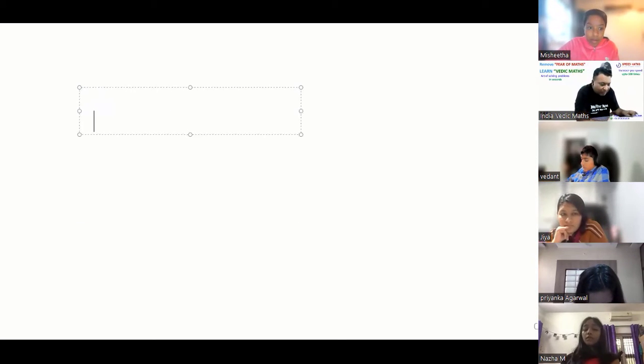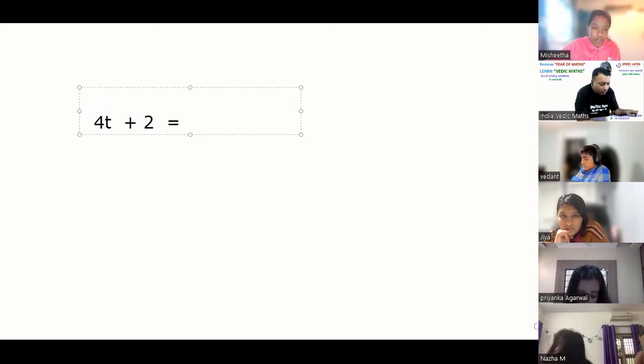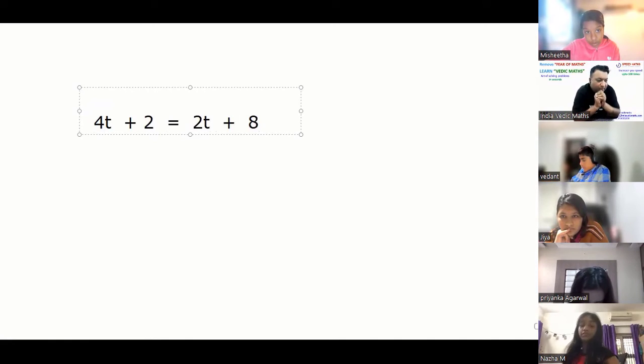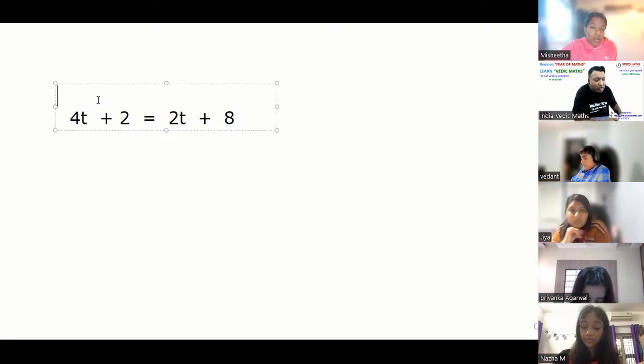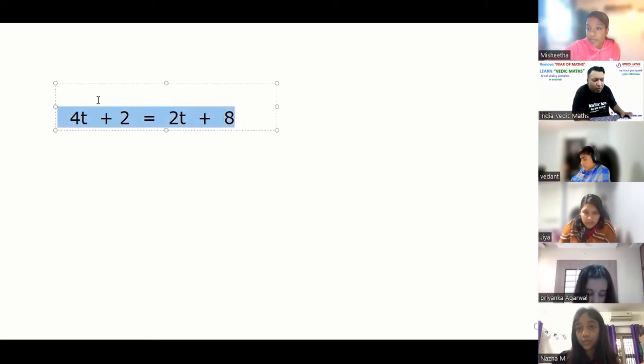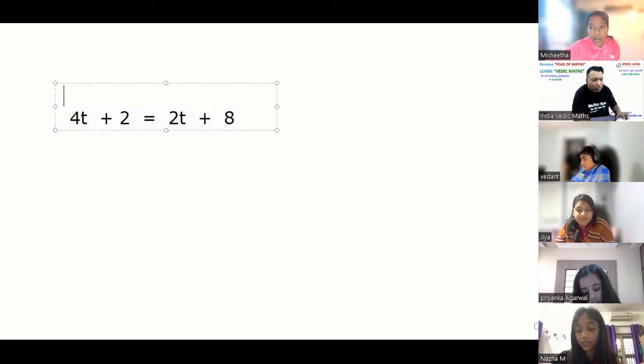We'll start directly with 4t plus 2 equal to 2t plus 8. Nishita, first explain which are the variables and which are the constant terms. There are 4 terms here, right? 1 term, 2 term, 3 term, 4 term. So what is 4t?